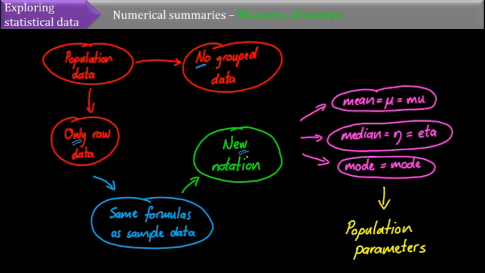The formulas are exactly the same as for the samples. However, the notation is new. The mean is now denoted by this U with a long tail on the left, which we'll call mu. The median is eta, which is almost like an N but with a long tail on the right, and the mode stays exactly the same. So this mu and eta we will call our population parameters.